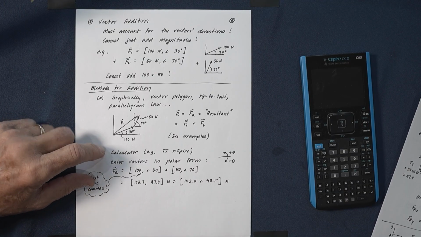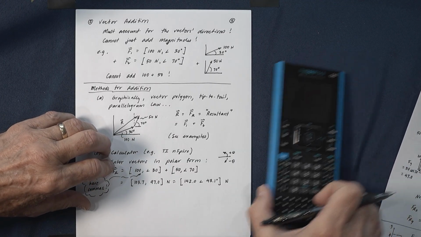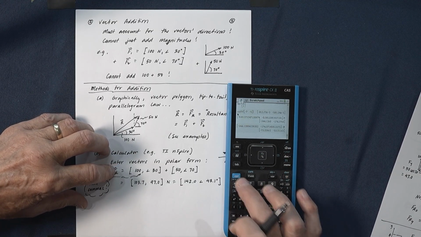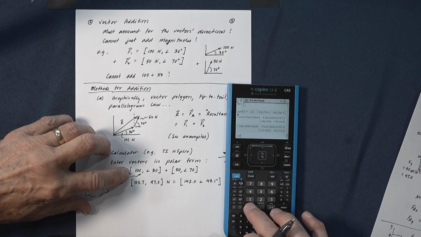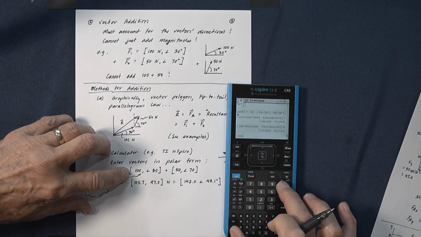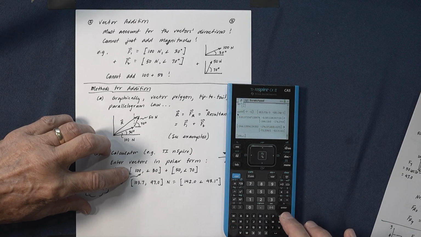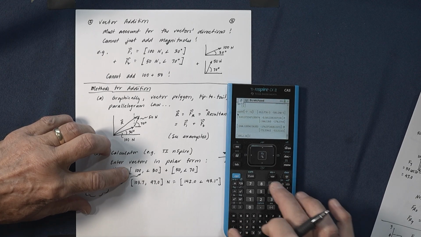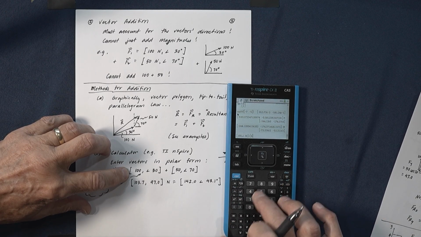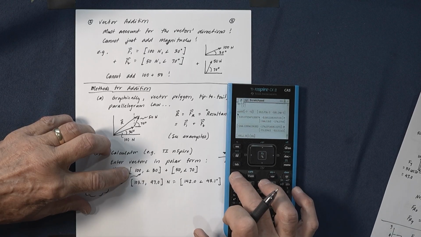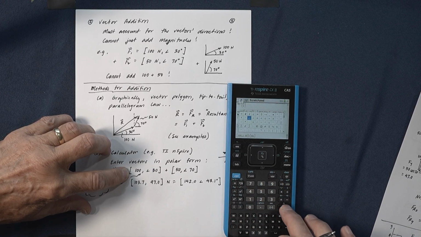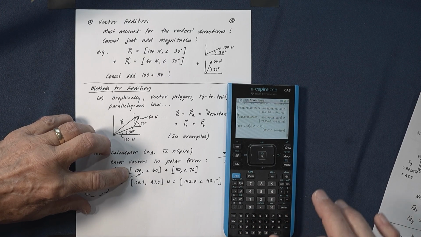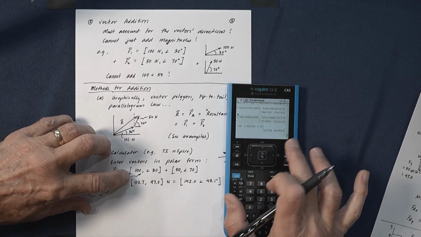And you convert that to polar. So we'll just do that. We'll take control, square bracket, 100, comma, angle symbol, 30, plus control angle, 50, comma, angle symbol, 70, enter. And that gives us 103.7 and 97.